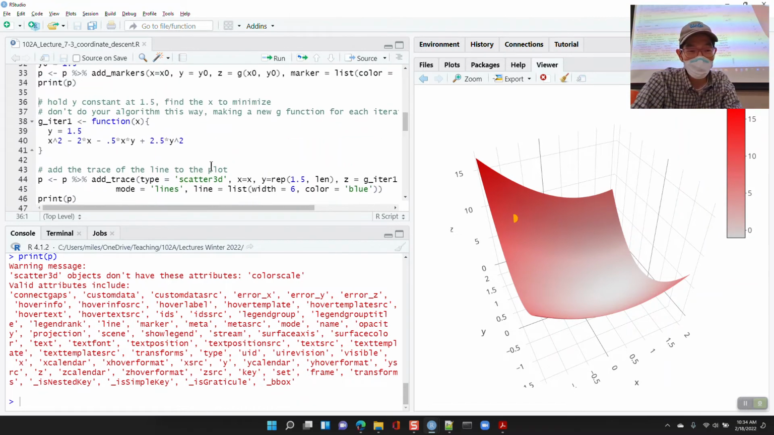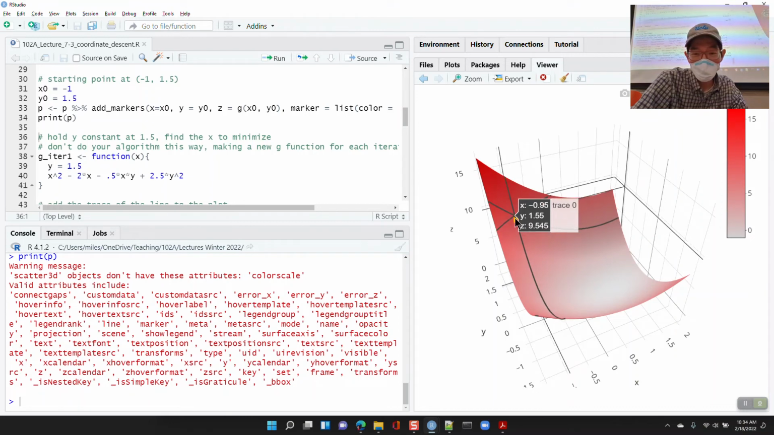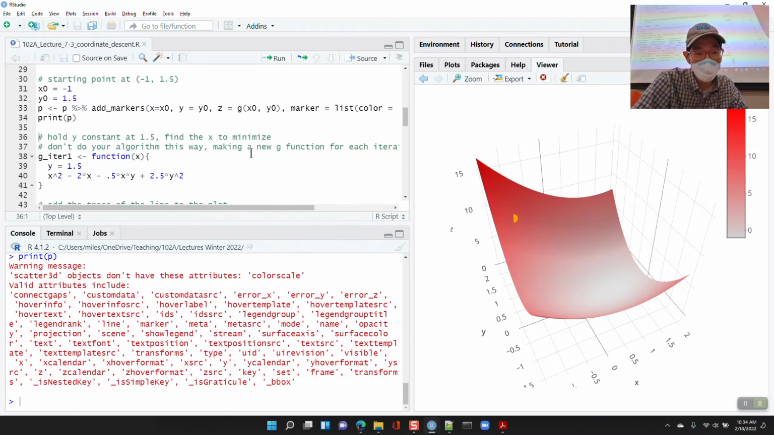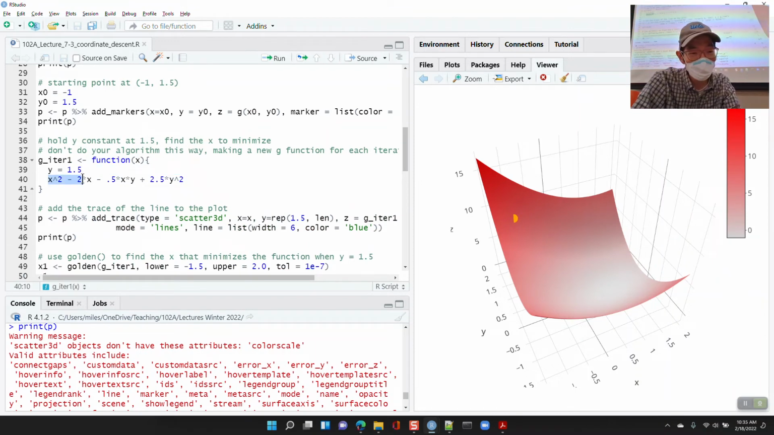And what we're going to do is choose one of these variables, and let's say we'll hold y constant at 1.5. We're going to hold y constant at 1.5, and find the value of x that minimizes this. So this is the function: x squared minus 2x minus 0.5xy plus 2.5y squared. I've done a bad job of this, and intentionally bad, because part of your homework is to write some code for coordinate descent, and I didn't want to give away the answer in this demonstration code, but I wanted to show you how it looks.